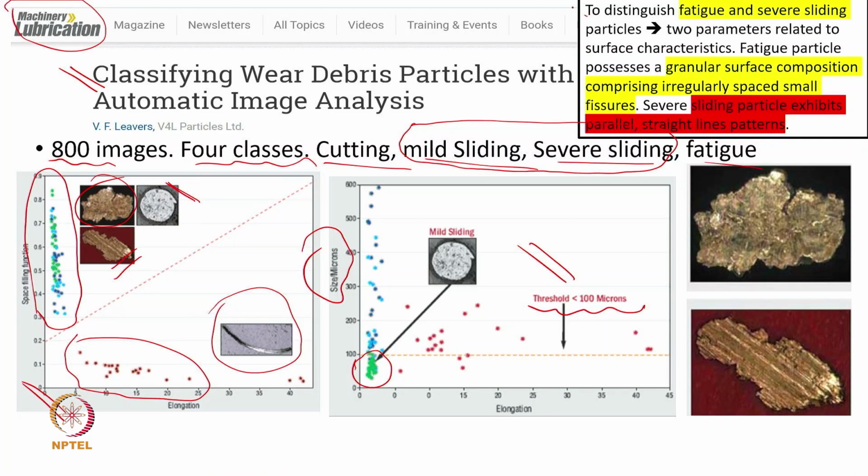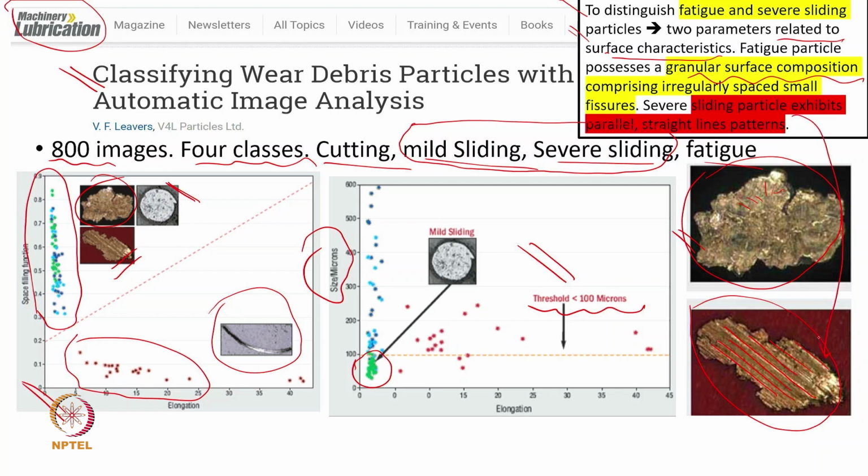So that's why we say that to distinguish fatigue and severe sliding particles, the problem comes over here. You can see the fatigue wear size and the severe sliding size is also almost the same. However, in fatigue wear you can see different kinds of cracks or maybe fissures, while in this case these are elongated in one direction. So that's why we are using the word here, severe sliding wear. And that's why he here says two parameters related to surface characterization. One is granular; the surface composition of the fatigue wear will be different compared to the sliding wear.